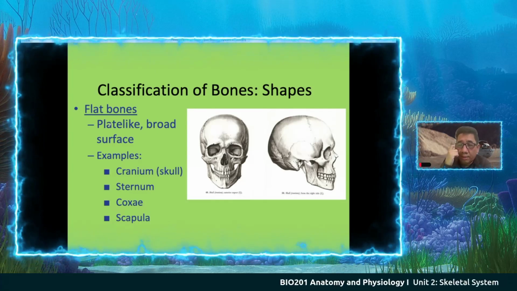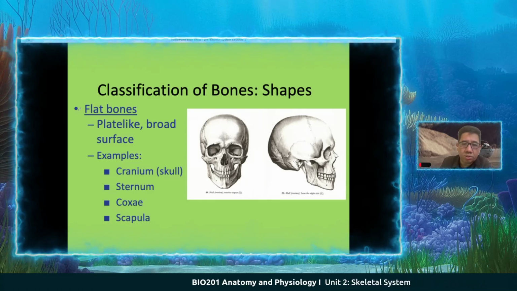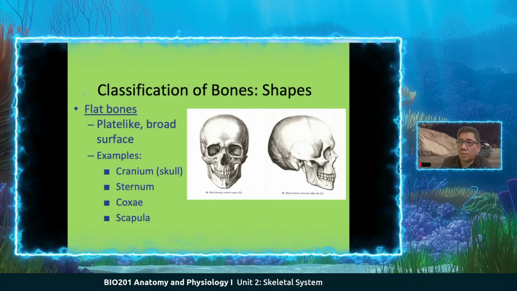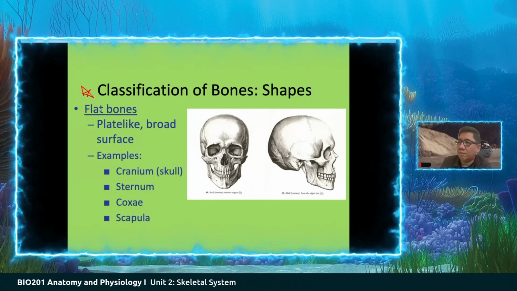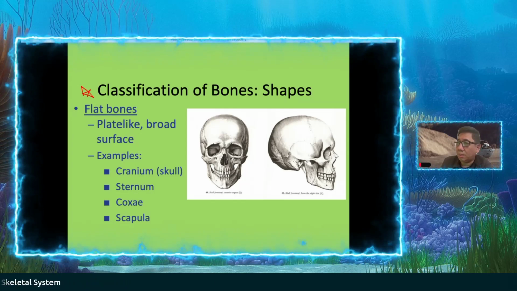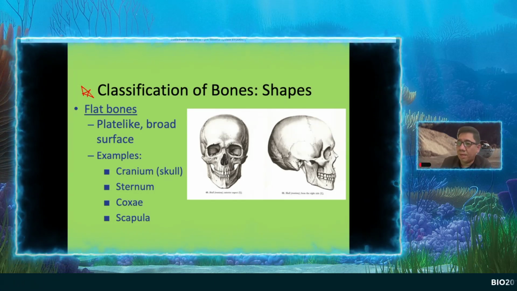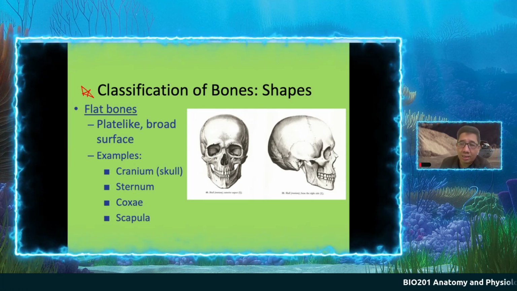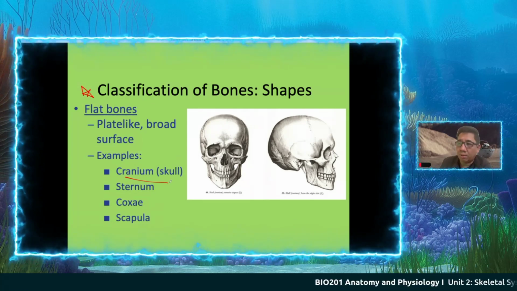Another shape that you should know is called the flat bone. Flat bones are mostly in your skull. Many bones in your skull are flat, and that's part of your skull called the cranium.